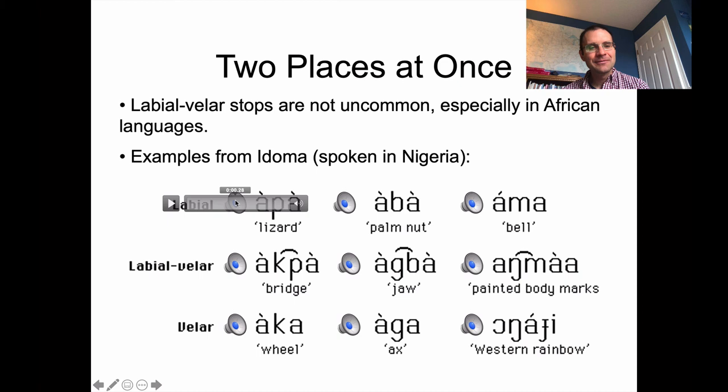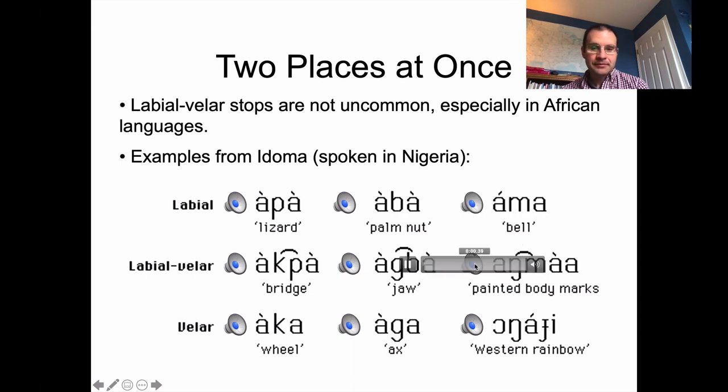Here's the labials. Abba. Yeah, so I actually think that's a labial velar. Abba. Let's try these. Abba. Aga. So here's just a bilabial. Abba. Here's the labial velar. Agba. Agba. Aga. And then a velar. Aga. We can listen to the nasals as well.